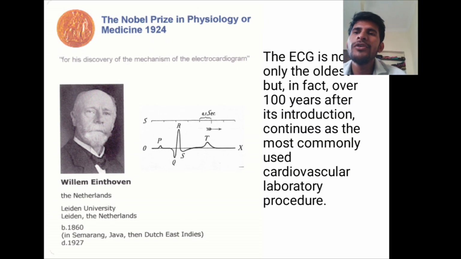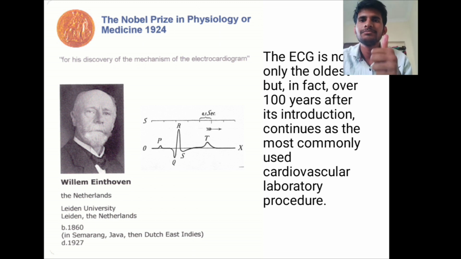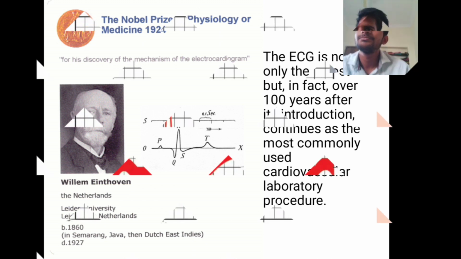William Einthoven won the Nobel Prize for the Einthoven triangle and his work in ECG. The ECG is not only the oldest, but in fact over 100 years after its introduction, continues as the most commonly used cardiovascular laboratory procedure. One of the best things, ECG.